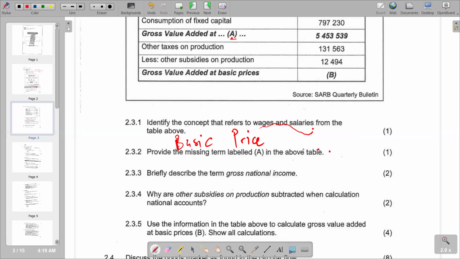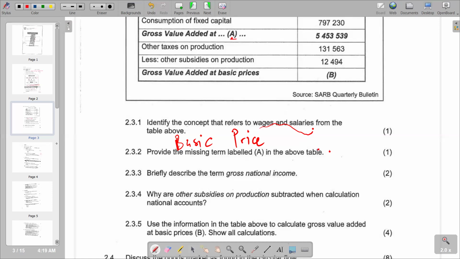So we are saying residents of South Africa, whether they are producing in South Africa or outside South Africa, we combine their income and we get gross national income. This is quite different from gross domestic income, whereby we are just aggregating the total income that is being earned inside South Africa, no matter the nationality of the person or the business. So that's gross domestic income or gross domestic product. And that's what we have on gross national income: what is being earned by residents of the country, no matter their location.